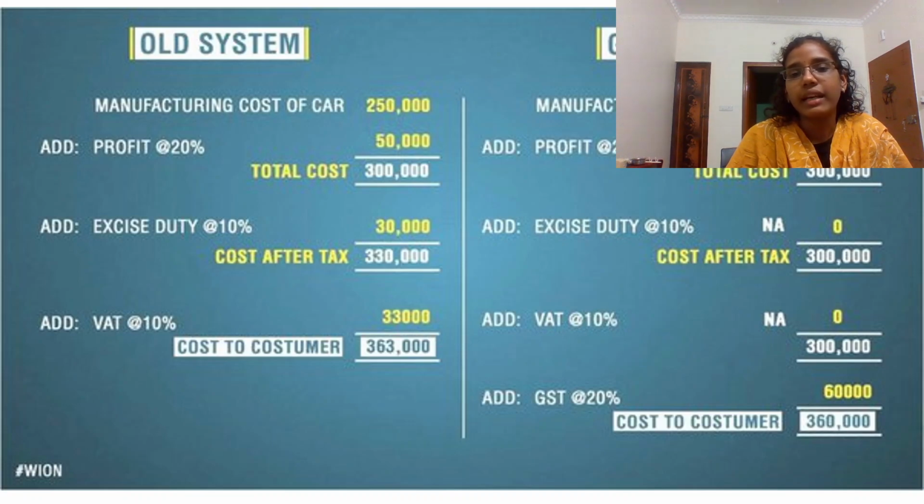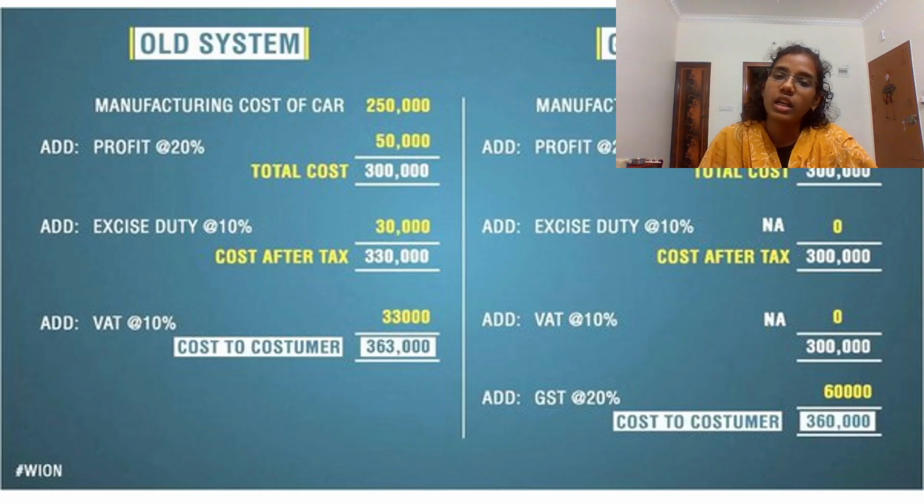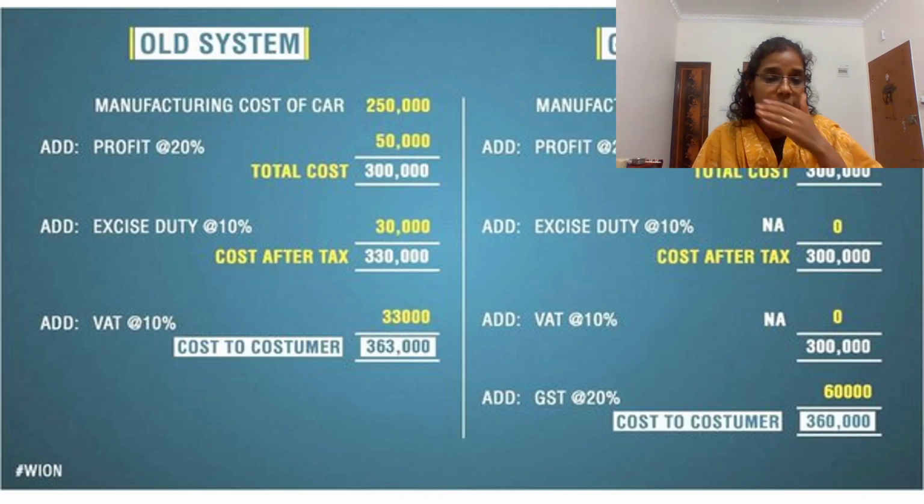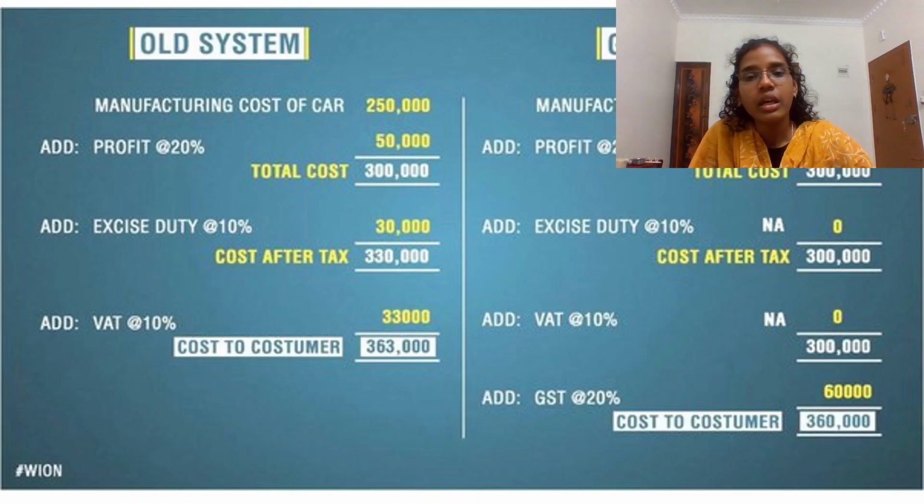And after this, at the point of sale, the state government would be charging the VAT, that is value added tax, at 10%. So this value added tax would be paid on the cost after excise duty, that is 3,30,000. It attracts 10% tax, and then the value of VAT would be 33,000. So the final value that the consumer would be paying for the same car is 3,63,000.